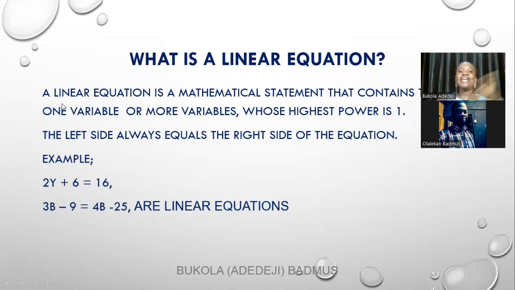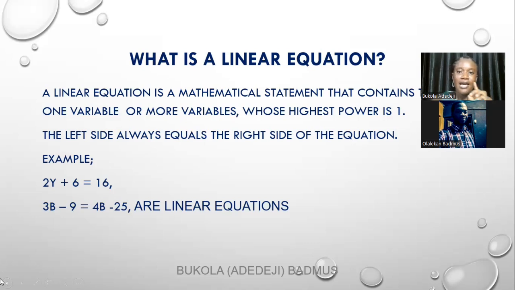A linear equation is a mathematical statement that contains one or more variables whose highest power is 1. For a linear equation, it contains either one or more variables, and the highest power is 1, right? The left-hand side equals the right-hand side of the equation.